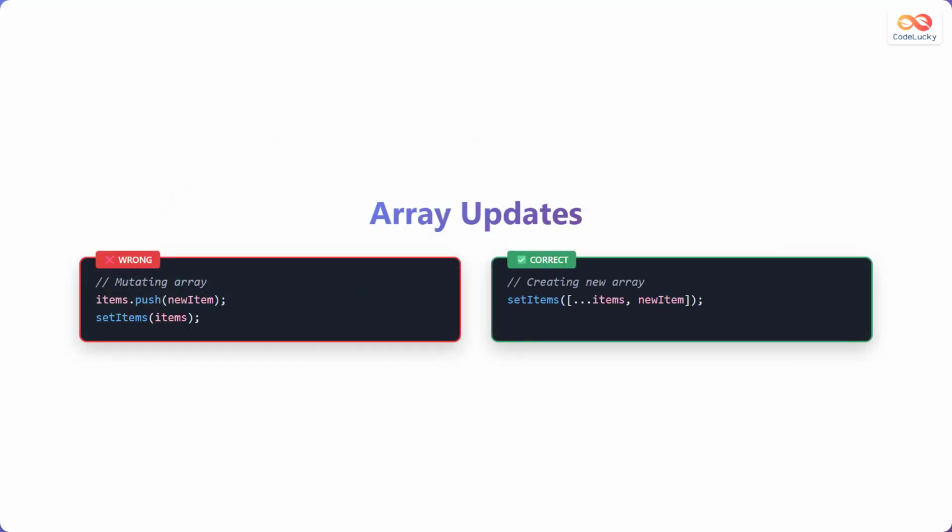Updating arrays in state requires a similar approach. On the left, we have the wrong way of doing it. Mutating the array directly by using the push function, and then calling setItems with the same array is not correct. Instead, on the right, we create a new array using the spread operator and then call setItems with the new array. This ensures that React detects the change and re-renders the component.